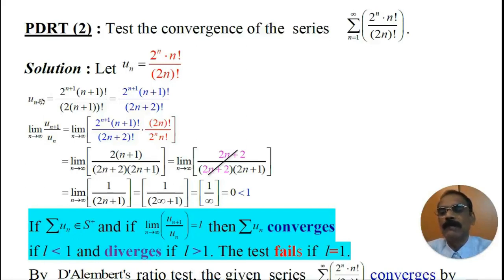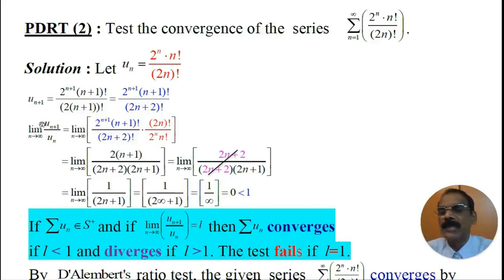Therefore, u(n+1) will be 2 to the power n+1 factorial divided by 2 into (n+1) factorial. That is equal to (2 to the power n+1) factorial divided by, let us multiply by 2, it is 2n+2. Therefore, (2n+2) factorial. Now we have to find the value of the limit of u(n+1) by u(n).